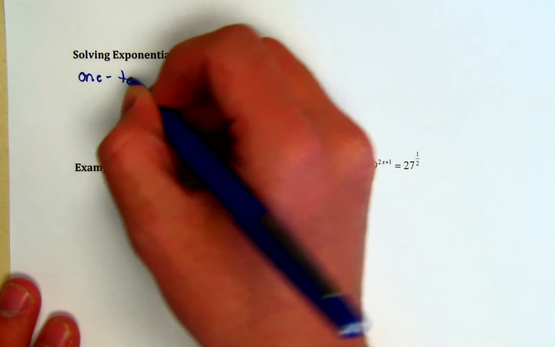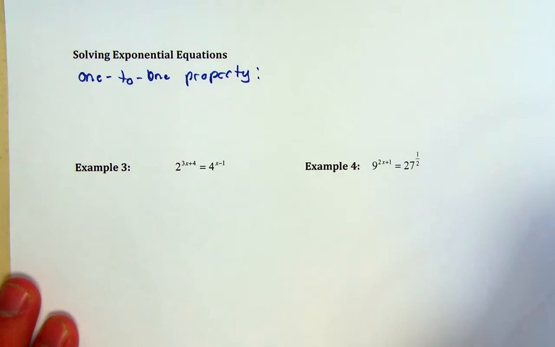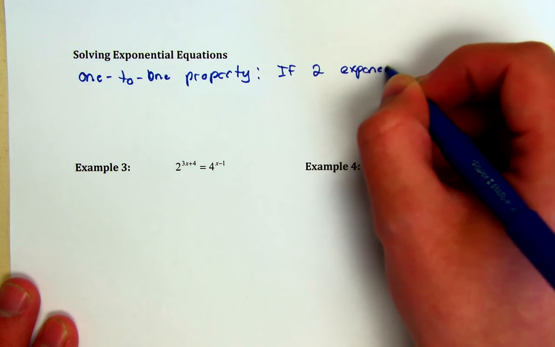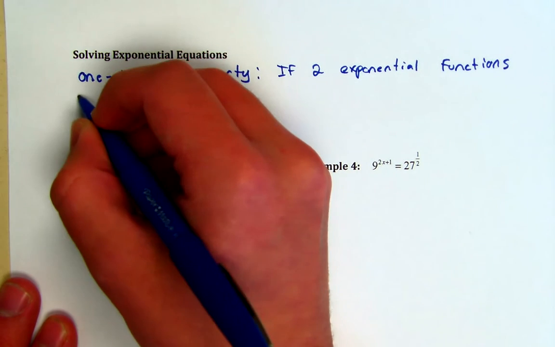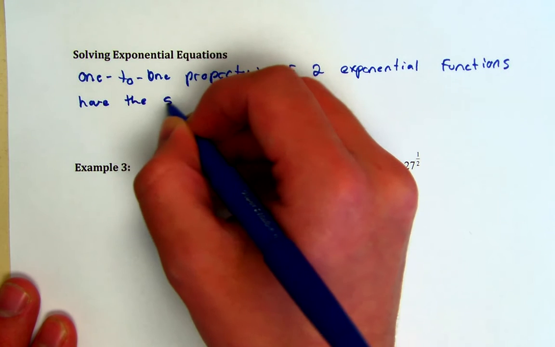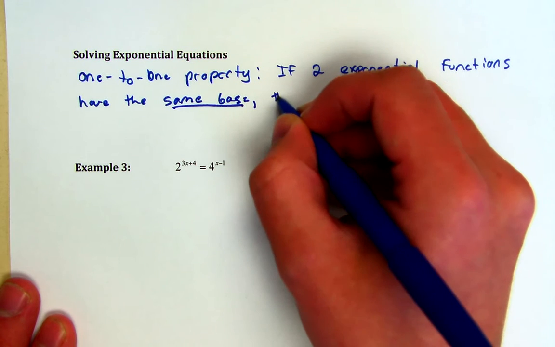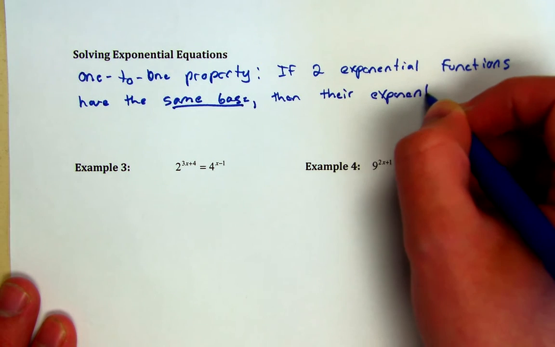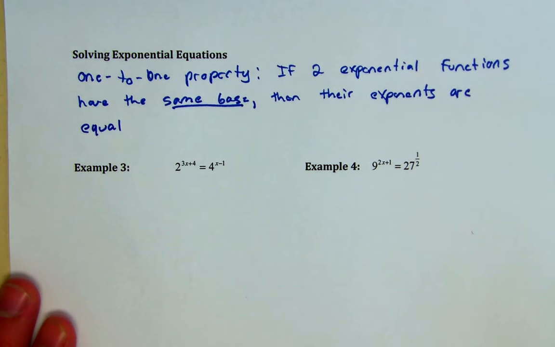So, first we need to understand something called the one-to-one property. The one-to-one property tells us that if two exponential functions have the same base, then their exponents are equal. So what does that really mean?